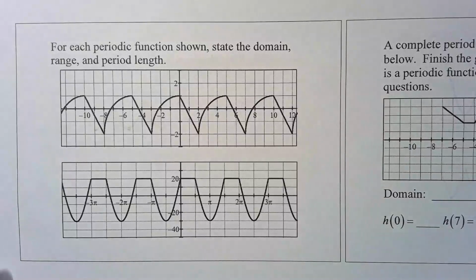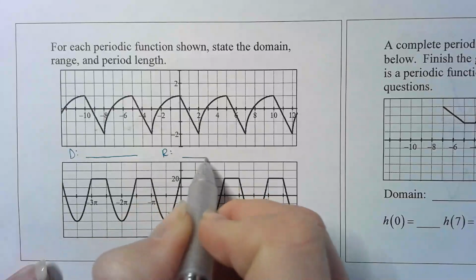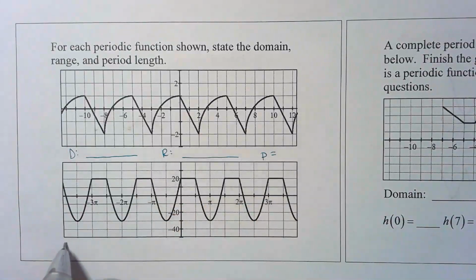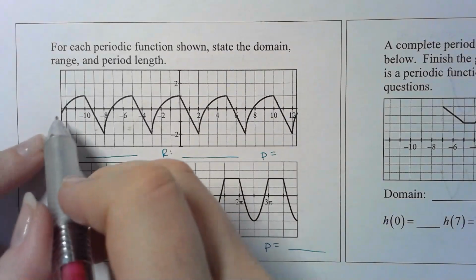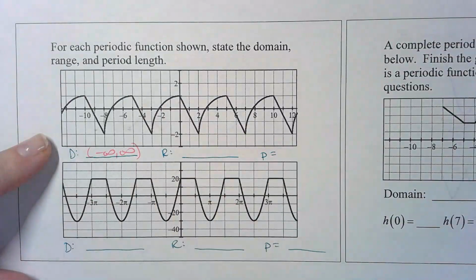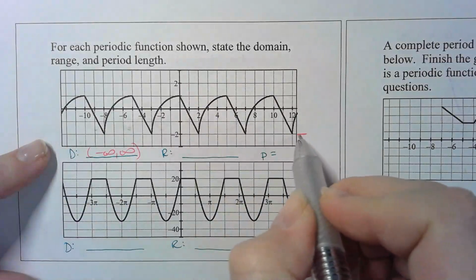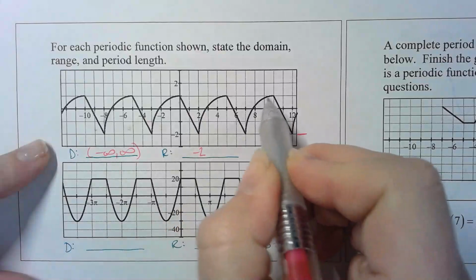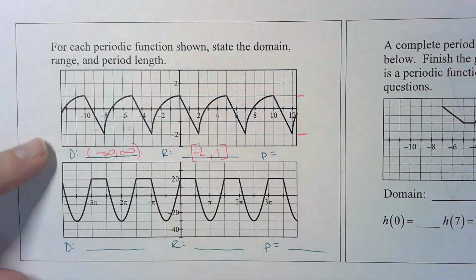Okay, so I just repeated the directions here. We're going to do the domain, the range, and the period for both of these. Let's take a look at this top graph here. Again, this is going to keep going on forever, side to side. The range: the bottom y value is -2, the top y value is +1. So my range is -2 to 1.